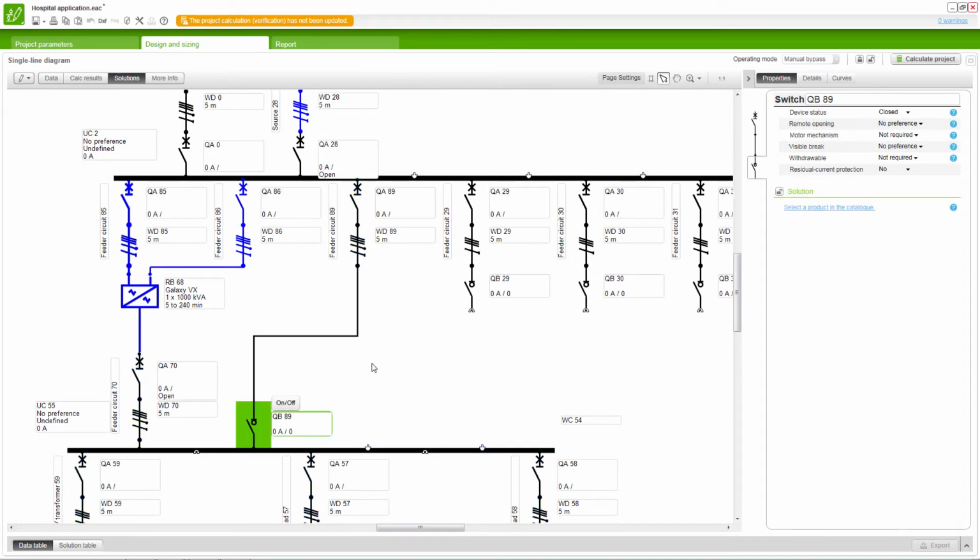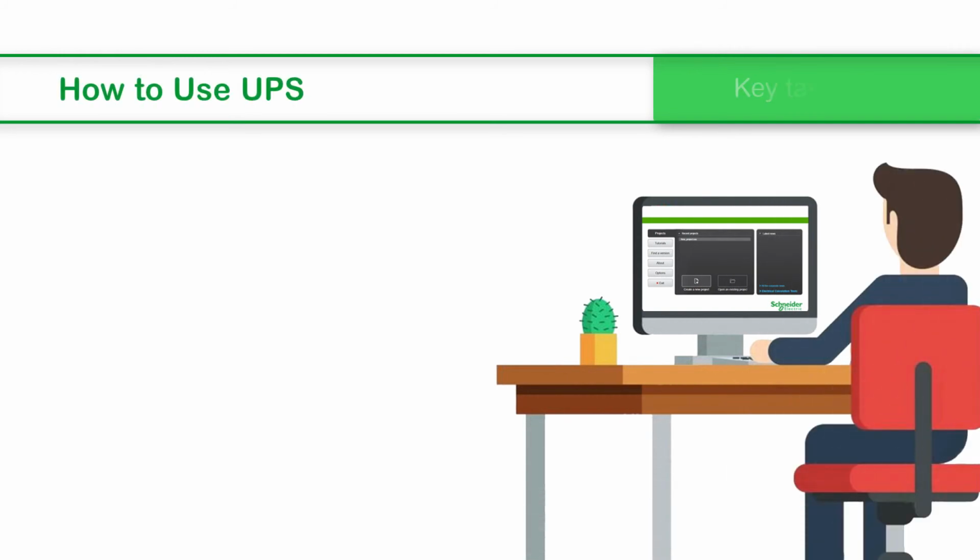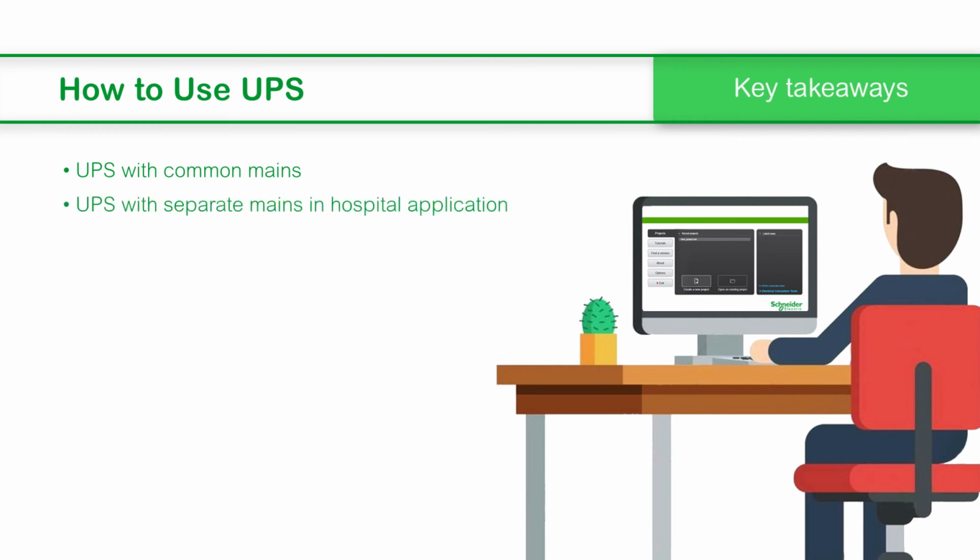The application proposes the solution by considering the worst-case scenario from all the operating modes. This concludes the video on how to use UPS in EcoStruxure Power Design Ecodial. In this video, we saw how to define UPS with common mains and UPS with separate mains in hospital application.